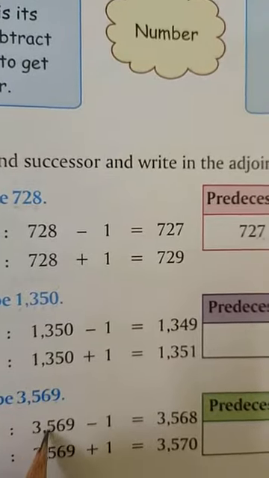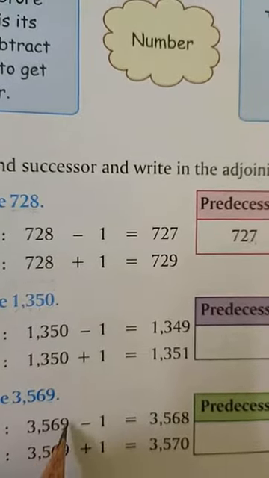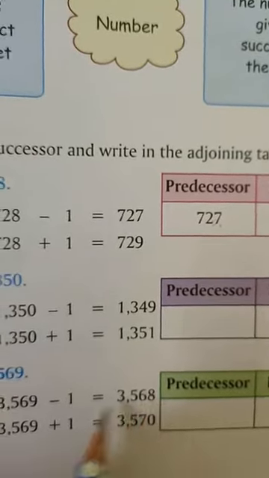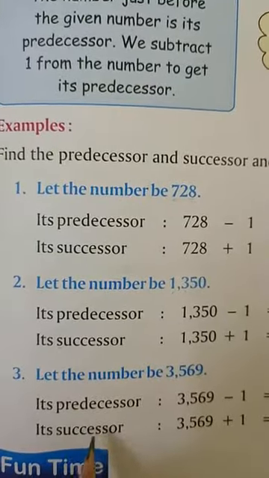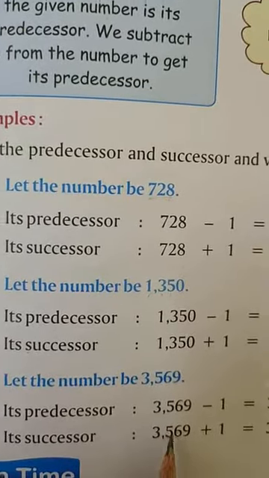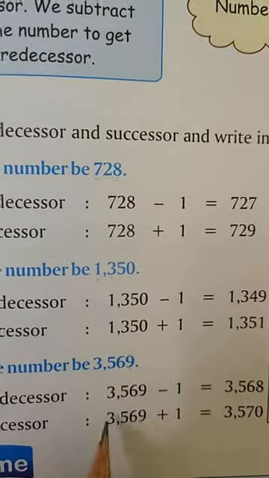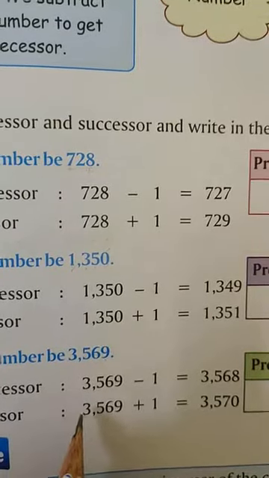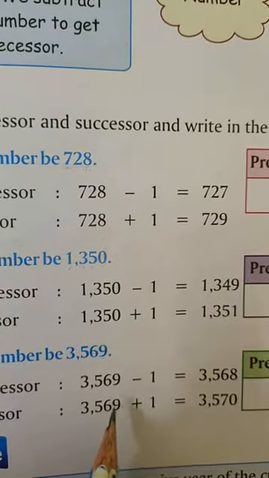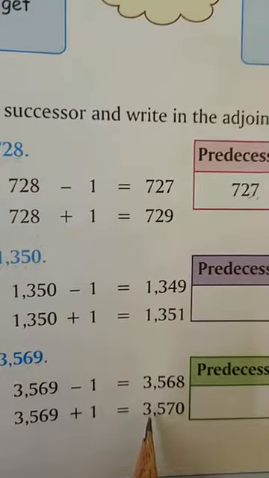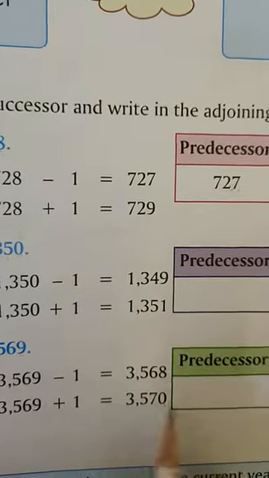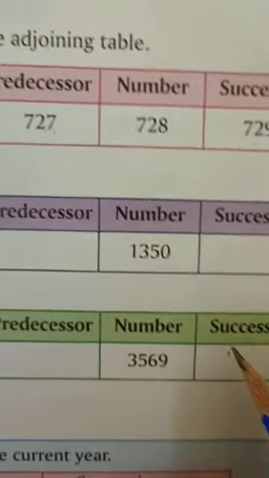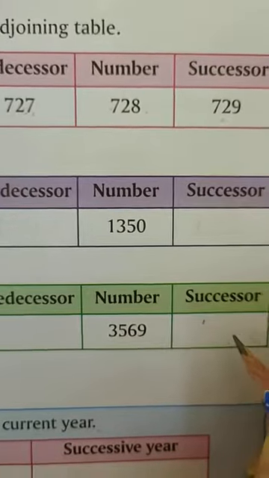So by subtracting 1 from 3569, what do we get? 3568. And for finding the successor of this number, how do we get it? By adding 1 to this number. So by adding 1 to 3569, what do we get? 3570. So here is a number. You have to write the predecessor of this number and here you have to write the successor of this number.